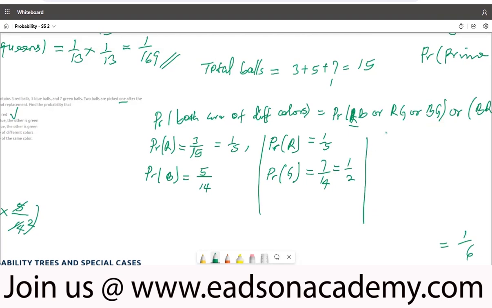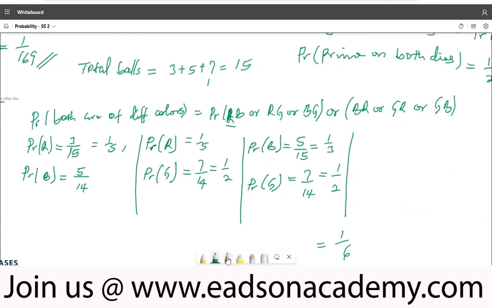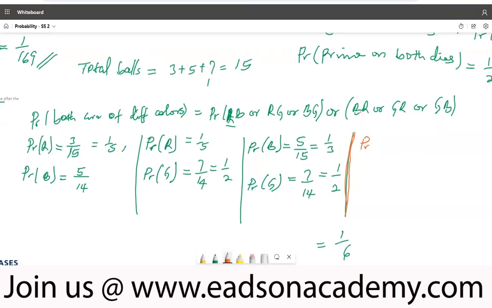Now for this other group, the probability that first is blue. How many blue? 5 over 15, which is 1 over 3. Then the probability that the second is green. Green is 7 over 14 because we have drawn one here. It's 1 over 2. We are done with this. Now let's move to the second bracket. Let me use a different color there for the second bracket. Probability that the first is blue. First is blue. Where is it? Do we have any first is blue here? 5 over 15, which is 1 over 3.